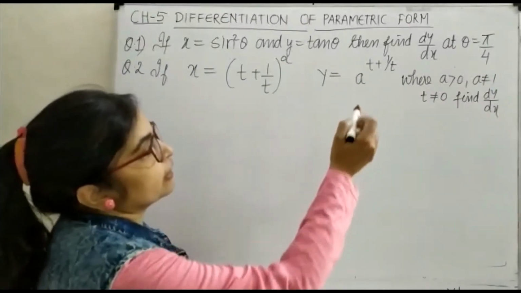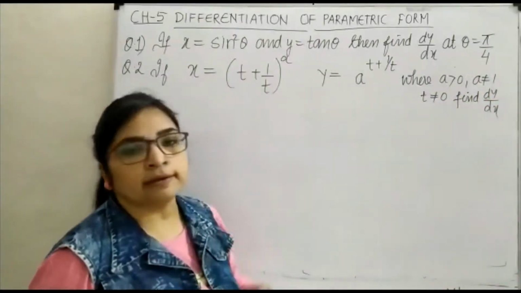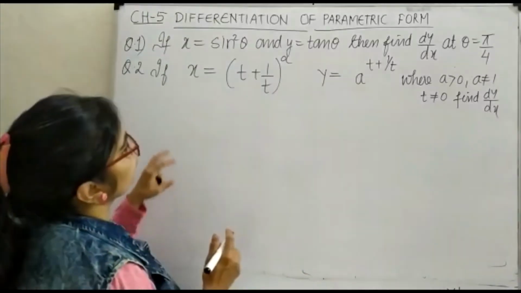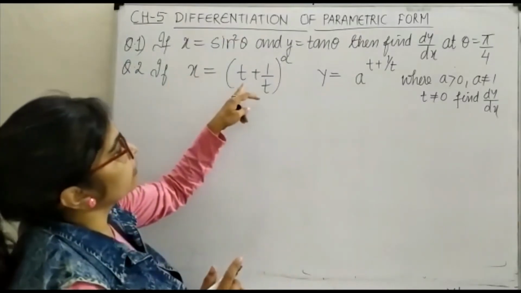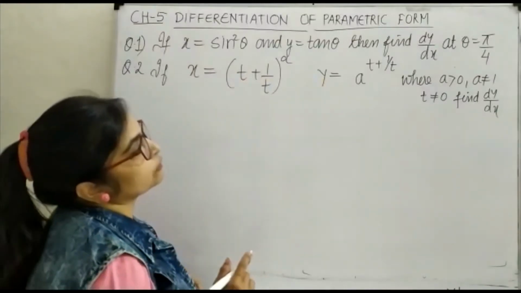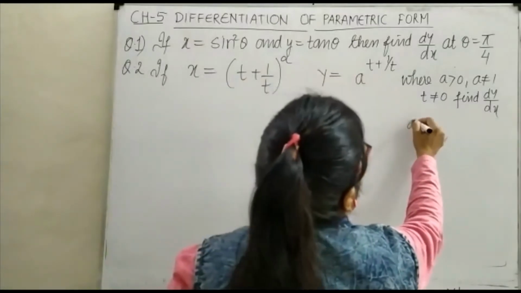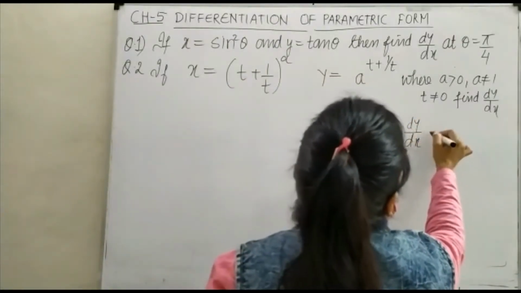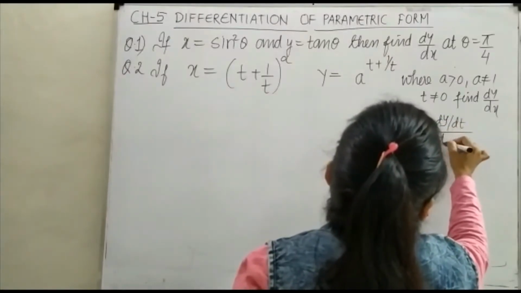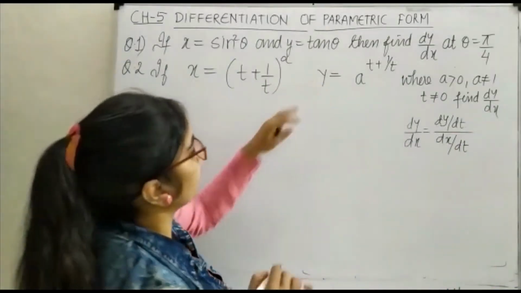The condition is given, where a is greater than 0 and a is not equal to 1 and t is not equal to 0. Let us see how we can work this out. First of all, x is given as (t plus 1 upon t) to the power a and y is given as a to the power (t plus 1 upon t). Your format for this, dy by dx, will be dy upon dt divided by dx upon dt. So let us first work out dy by dt.